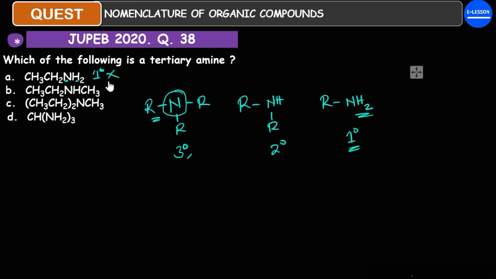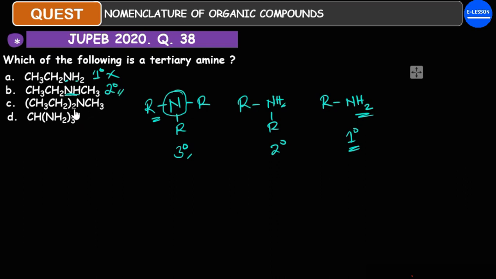All right. Now, the second one is this. This is CH3, CH2, NH, CH3. If you look at this very well, you discover that this nitrogen is carrying 1 hydrogen close to it. When it's carrying 1 hydrogen close to it, what do we say? We say it's a secondary amine. So, of course, this is a secondary amine, right?